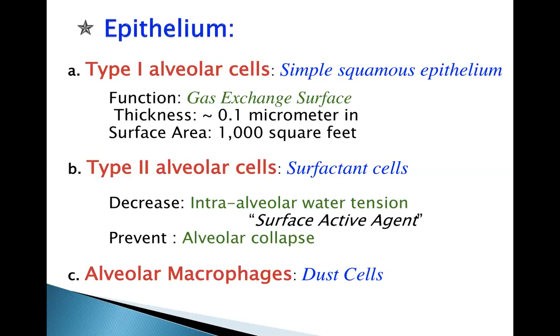The type 2 alveolar cells are actually cuboidal. These are referred to as type 2 pneumocytes or alveolar cells. Their job is to make a secretion called surfactant or surface active agent. This is an extremely important component that gets produced during the last trimester of pregnancy and then, of course, throughout our lives. Surfactant is a lipoprotein that helps reduce the intra-alveolar water tension.